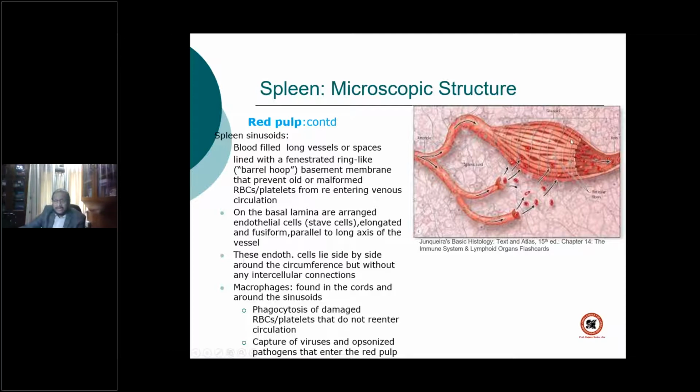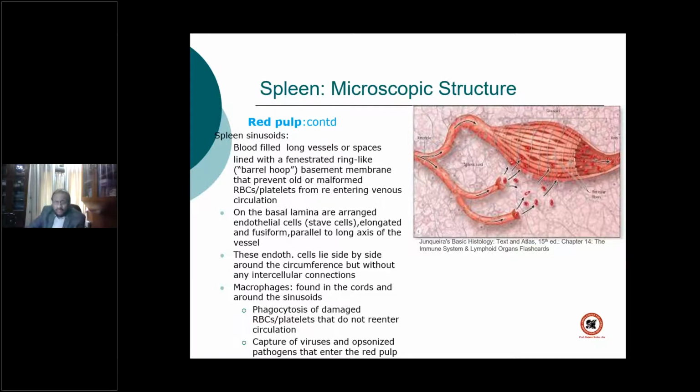Now, this fenestrated lining has cells to it, and these are known as the endothelial cells, and there is no connection between two endothelial cells. That means there is a fenestrated lining, and on that you have cells which are distributed randomly, with no connection between each other. They do lie side by side, but no connection, right?